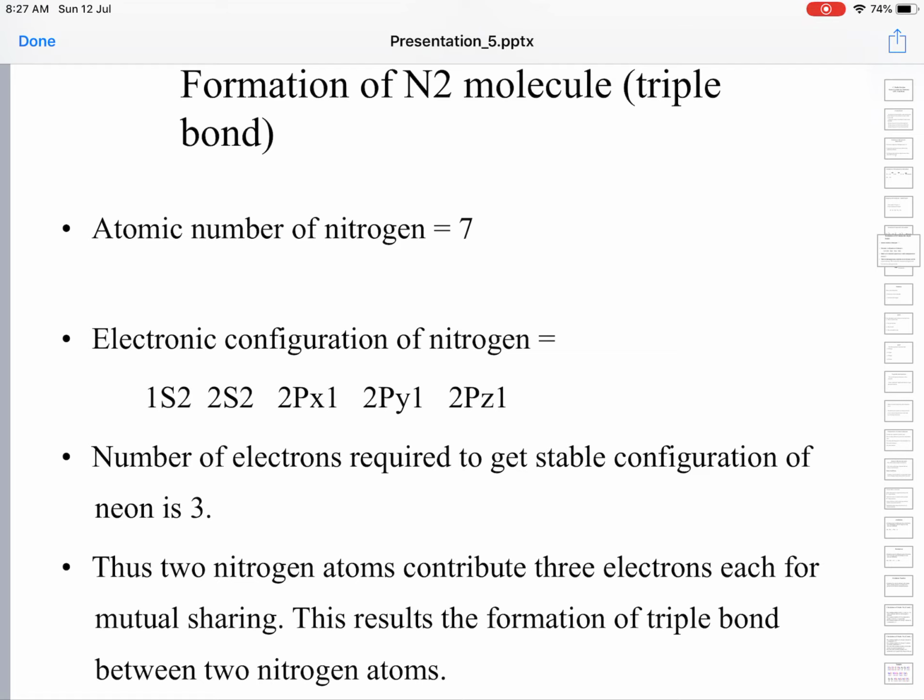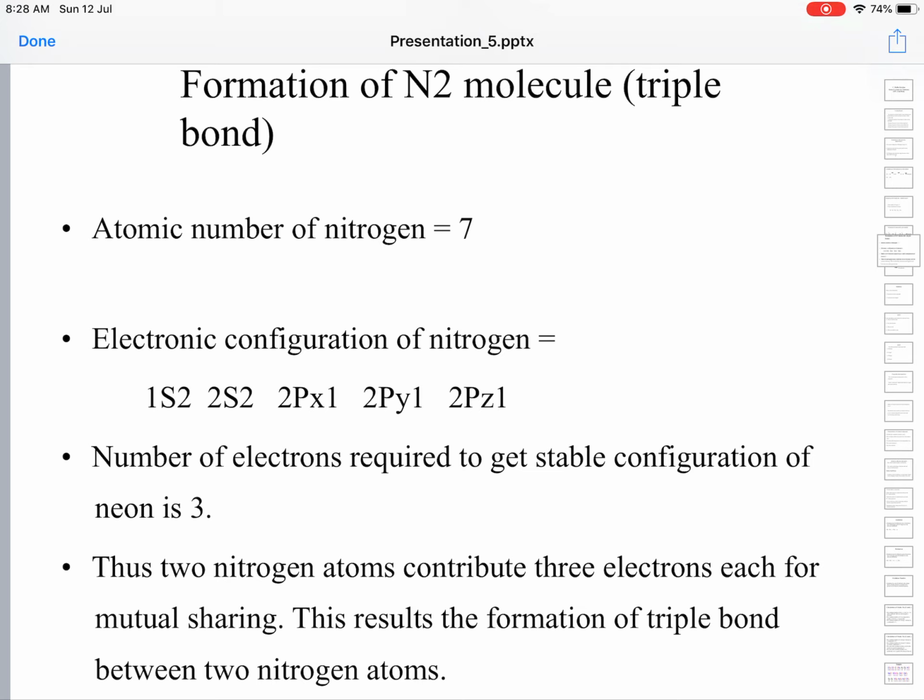The electronic configuration of nitrogen is 1s2, 2s2, 2px1, 2py1, 2pz1. Why not 2px2 and 2py1? Why can't you pair? According to Hund's rule, it is not possible. It is incorrect. Hund's rule states that only when all the orbitals of a sublevel are filled with a single electron each, then only pairing occurs. Okay. So, in all you have got 5 electrons in the second orbit of nitrogen.